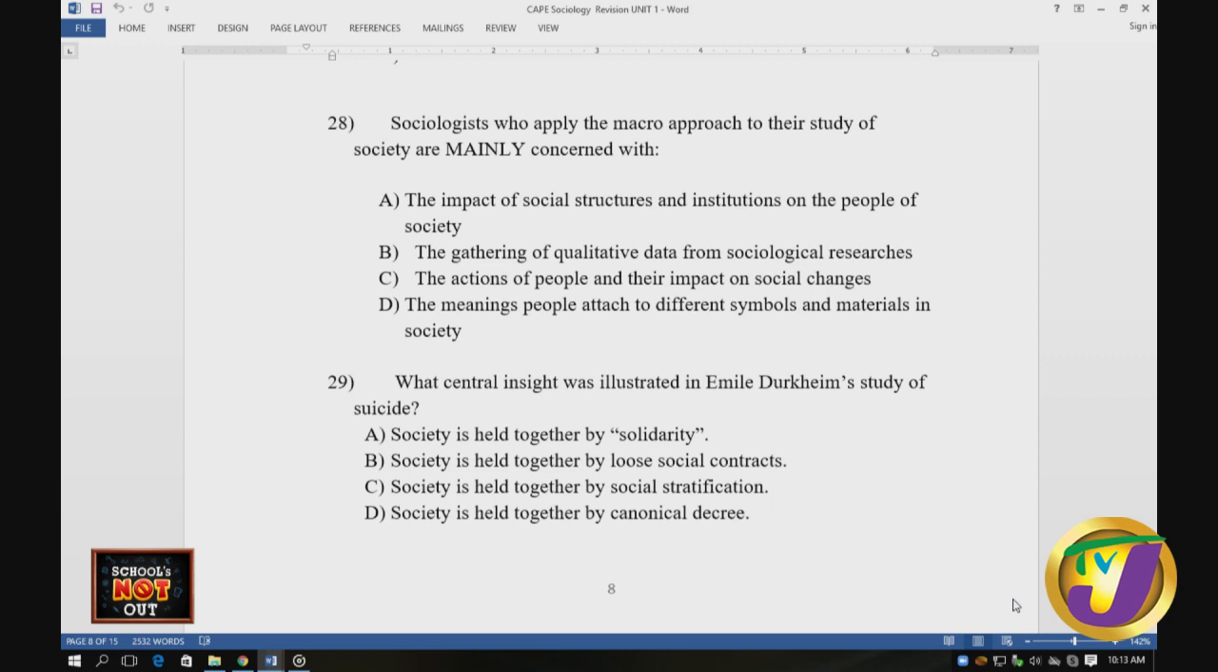Yes, true, but let's see if that's the most correct one. Society is held together by loose social contracts, not quite. Society is held together by social stratification. Well, the functionalists see social stratification as natural, but it's not held together by social stratification. And society is held together by a canonical decree. Like the Pope said, don't do that, and you don't do it. That's what we call a canonical decree. No. So the correct answer here is A. Society is held together by solidarity.